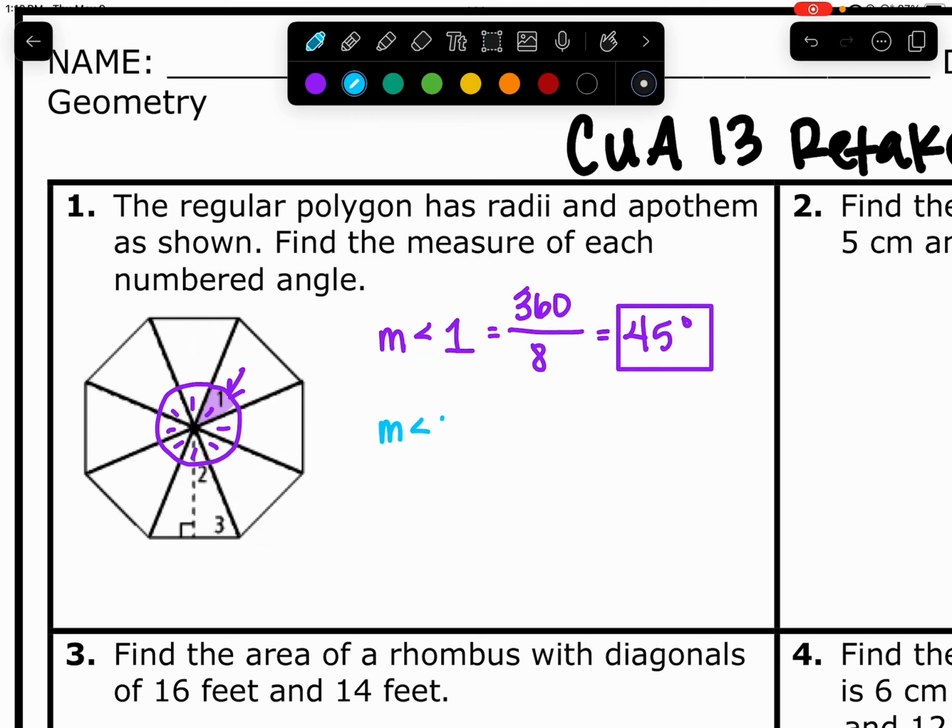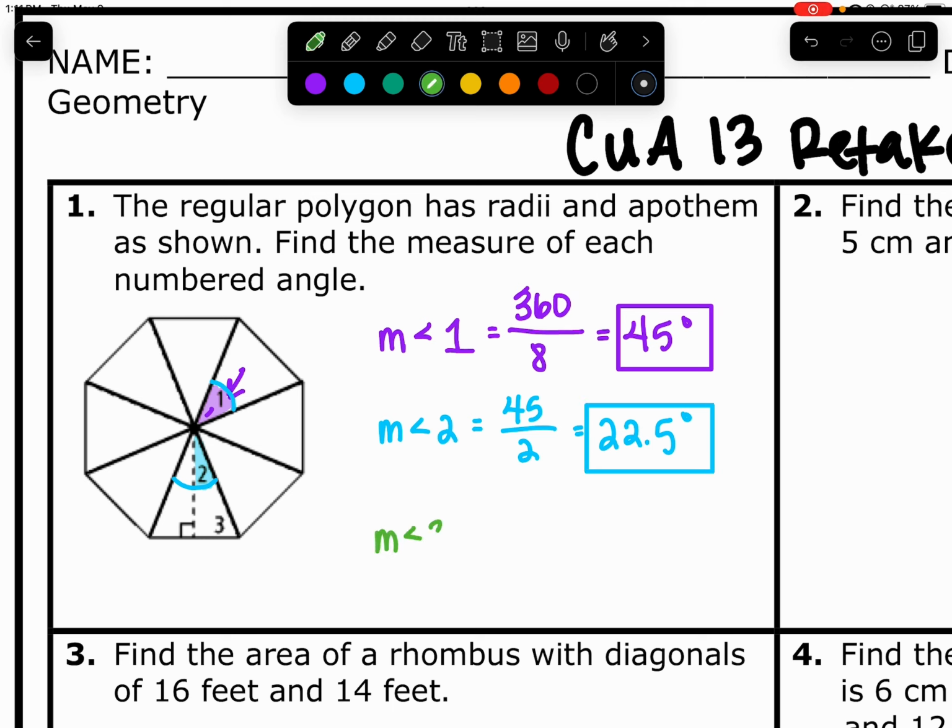The measure of angle 2. So as you can see here, angle 2 is a central angle as well, but it's half of this entire angle, which would be congruent to angle 1. So we're just going to take that 45 degrees and divide it by 2 since it's half. So the measure of angle 2 is 22.5 degrees.